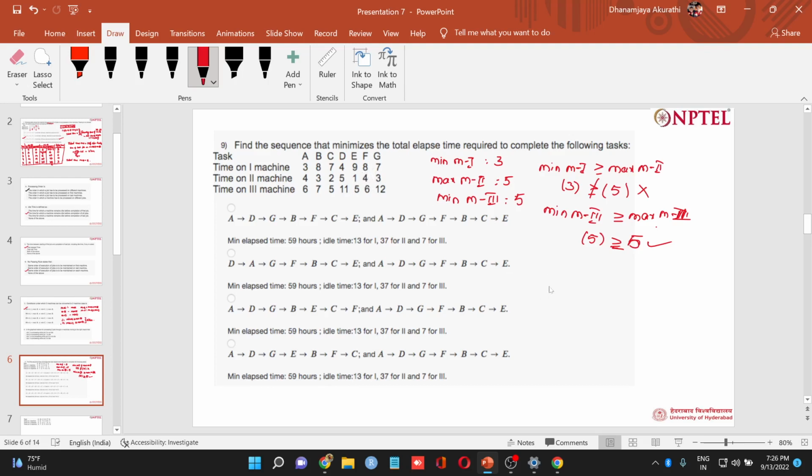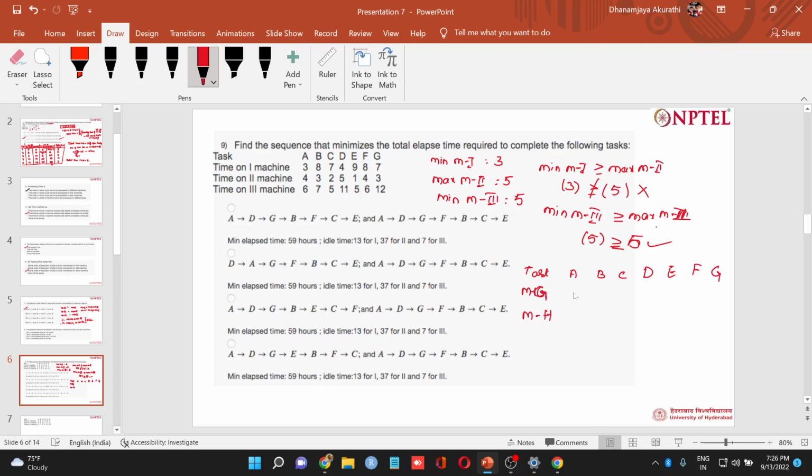How we can convert this? First, we need to add the mission 1 and mission 2 values for the first mission. Let's suppose it as mission G. Here tasks A, B, C, D, E, F and G. They are the 7 tasks or 7 jobs. Now we have considered the 2 missions.